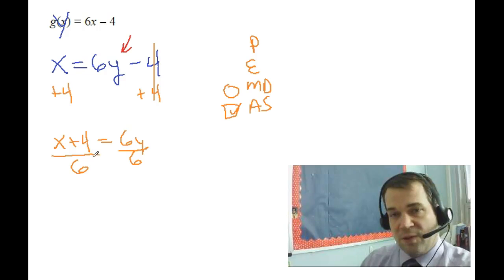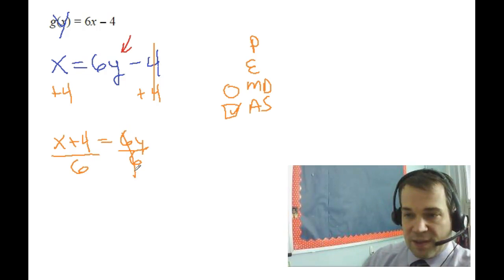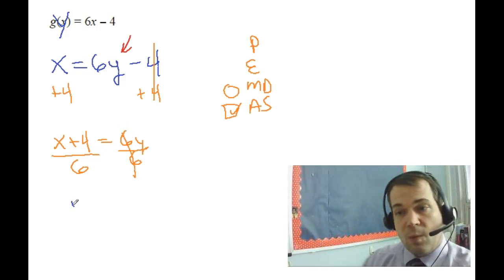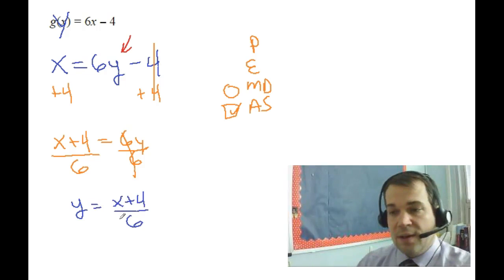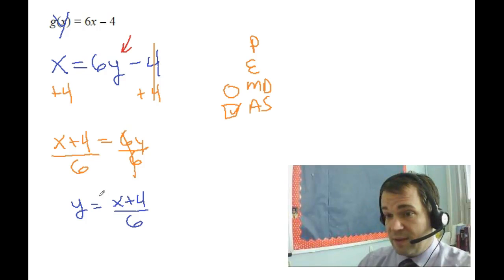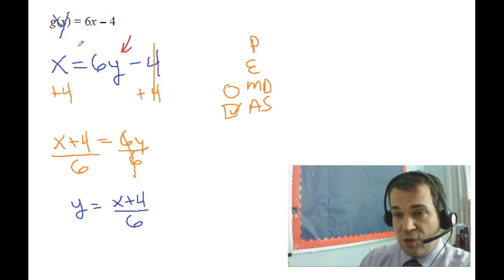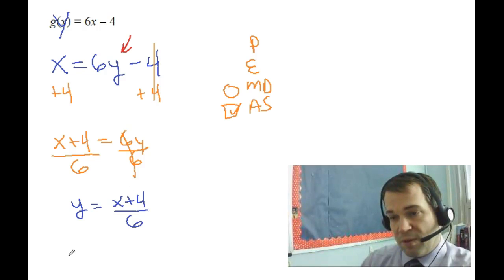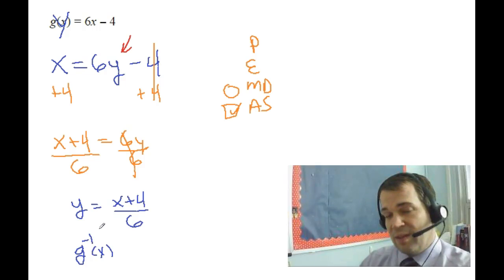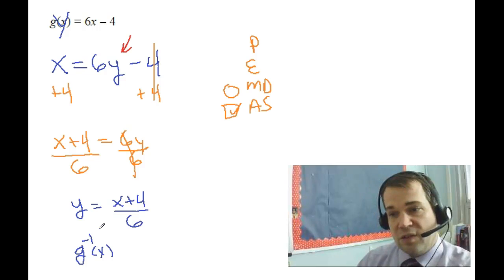So this is usually the best way to write that. These will cancel, leaving us with y equals x plus 4 all over 6. Now the last step is just to communicate the idea that this expression is supposed to undo what this expression did. This guy was called g, so I'm going to call this guy the inverse of g. I'm going to use the same letter with that -1 that's in the same spot where we put an exponent, but that is not an exponent. That just means that this is the inverse of g.